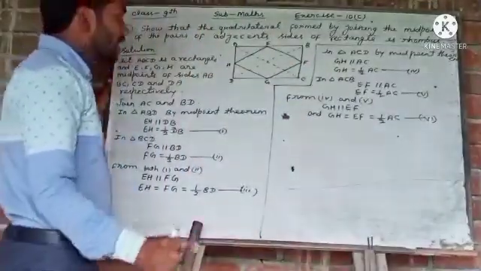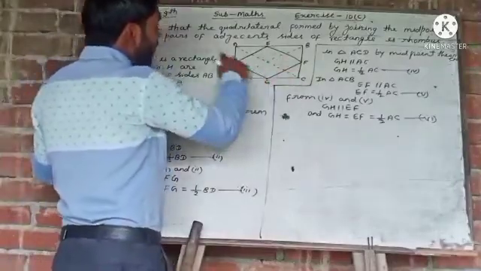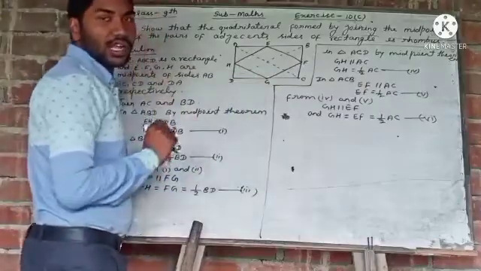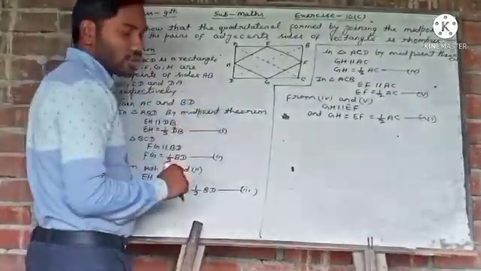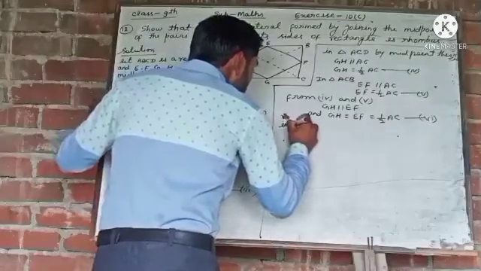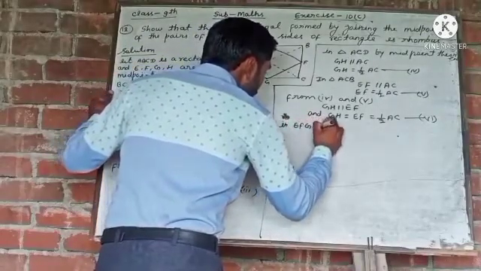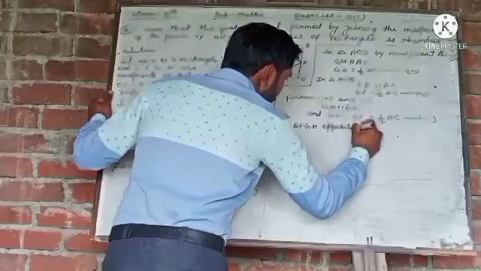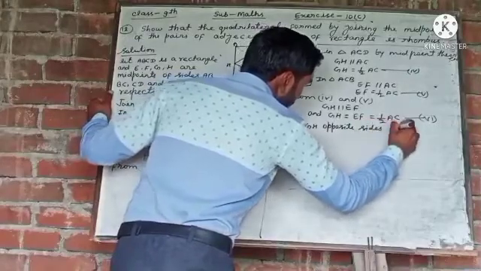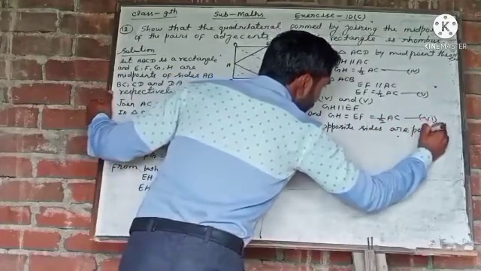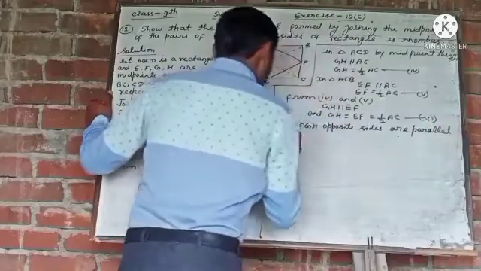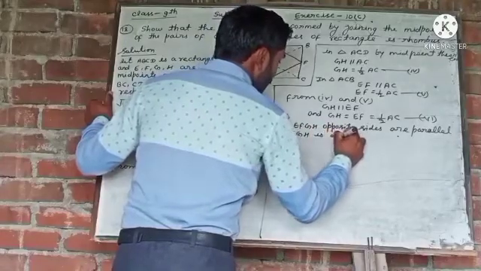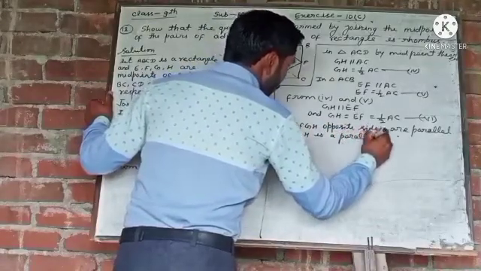So as we can see, in EFGH opposite sides are equal and parallel. So this is a parallelogram. In EFGH opposite sides are parallel. So EFGH is a parallelogram.